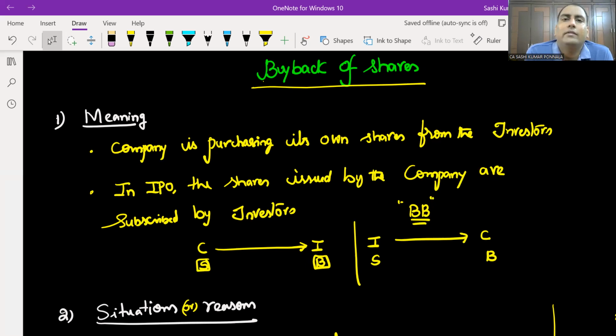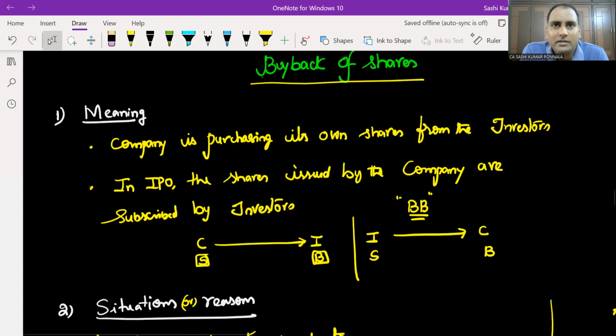So the journal entries to be recorded by the company in the books of accounts. Here, 5 parts: definition, reasons, provisions of the Act, the maximum number of shares that can be bought back, and accounting entries. So let us start our discussion.